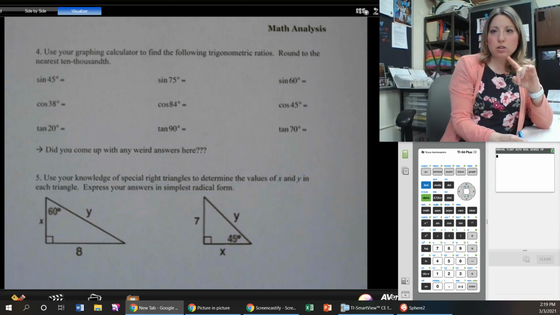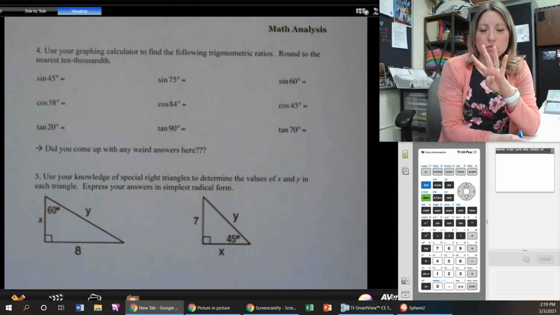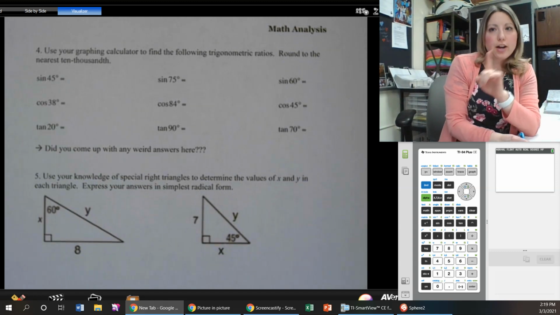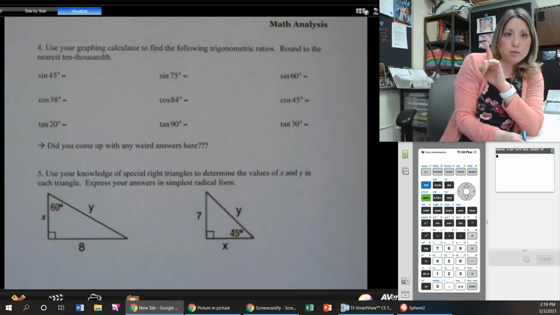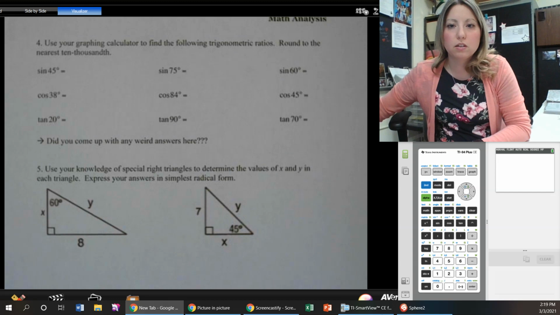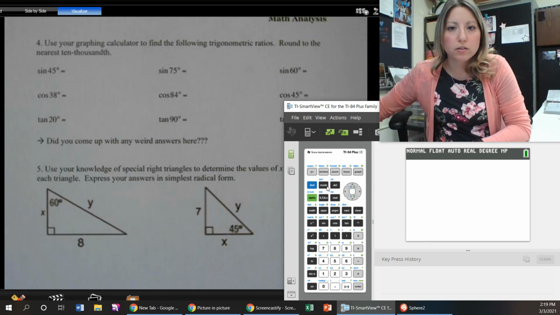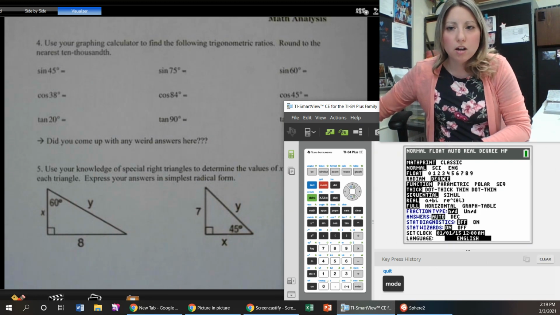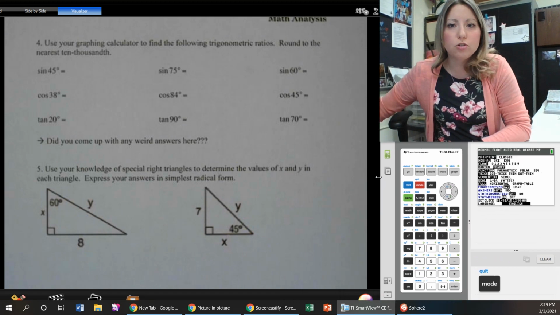Round to the nearest 10,000th, 4 decimal places. Make sure your calculator is in degree mode. Okay, I know I said that a ton in the video when we were doing this, but that is super important. Make sure your graphing calculator is in degree mode. So I press mode and look, I've got degree mode, so I'm good. I could just go right in and do these ratios.